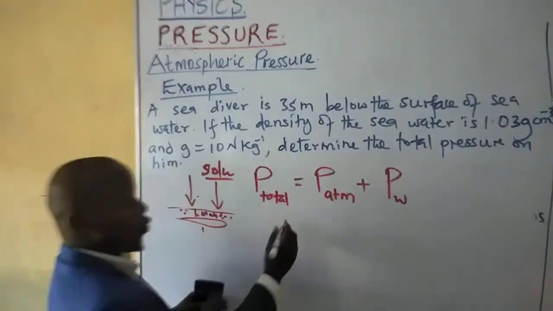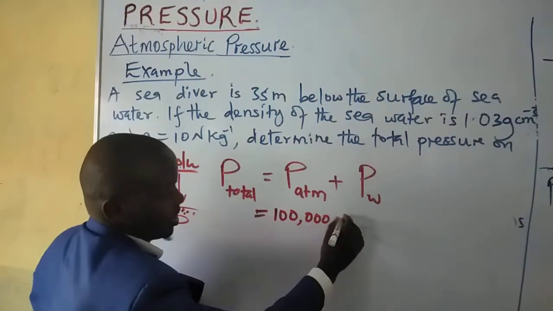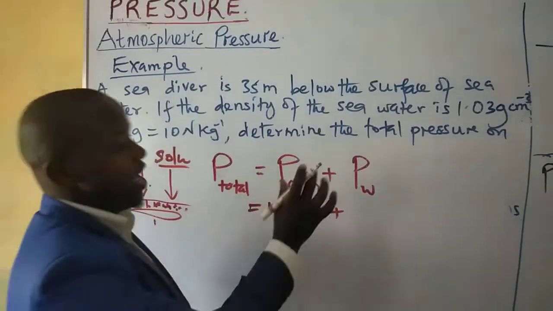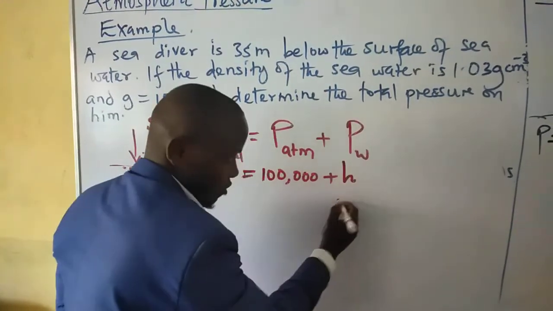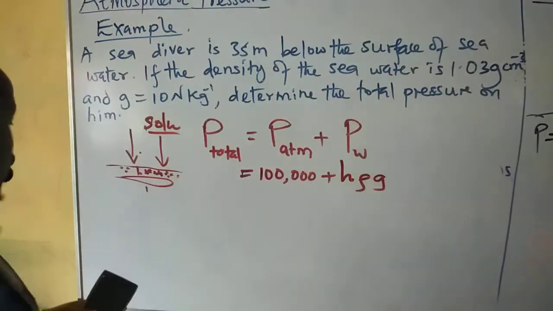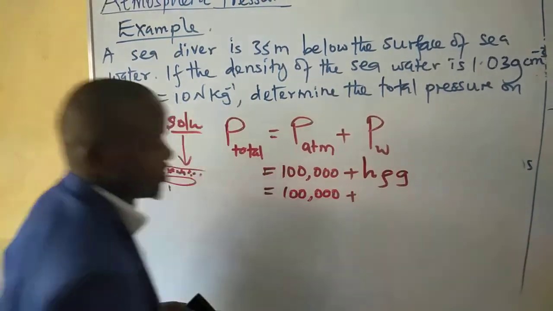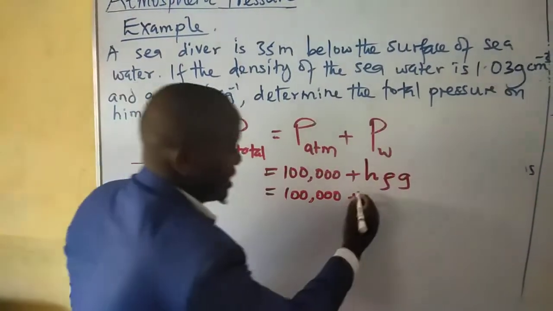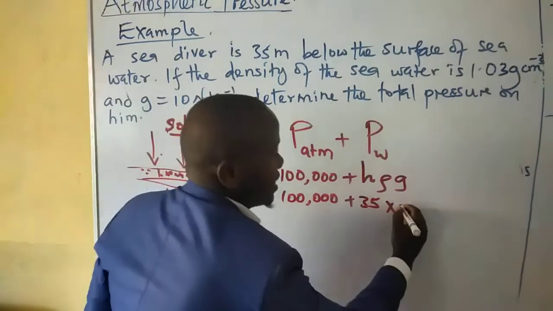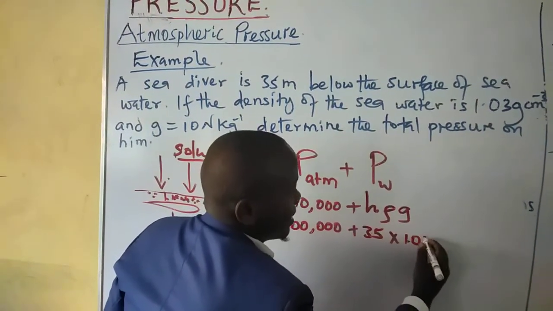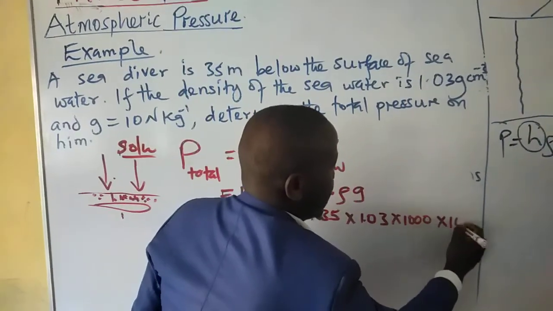And therefore, we say that atmospheric pressure is a constant and can be approximated to 100,000 pascal or newtons per meter squared. Then, pressure due to water. Now, because water is a liquid, it will be given by the height of the water column times the density of water times gravitational acceleration. This will give us 100,000 plus the height of the water column above that person, 35 meters, times the density of the seawater, 1.03. We multiply by 1,000 to make this density to SI units, then multiplied by 10, which is g.